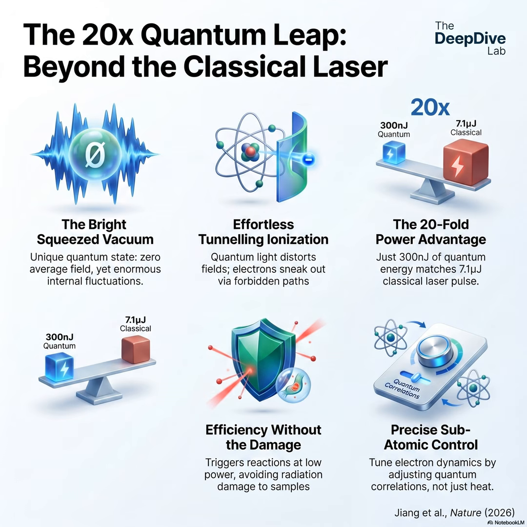A bright squeezed vacuum is fundamentally different. Because of those wild quantum fluctuations, the photons don't arrive in a steady stream. They arrive in wildly unpredictable, massive clumps. Okay, so if the classical laser is a steady stream from a hose, the BSV is like throwing buckets of water at completely random intervals. Sometimes you get absolutely nothing, just dry air. Yeah. And sometimes you get a massive instantaneous deluge of water all at once.